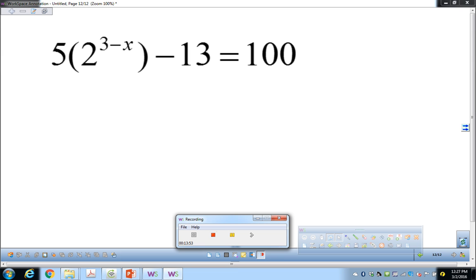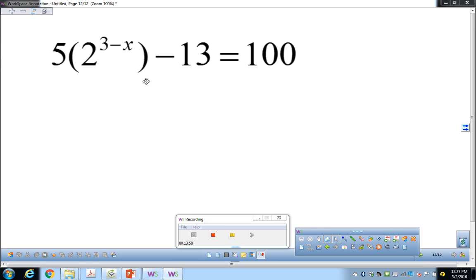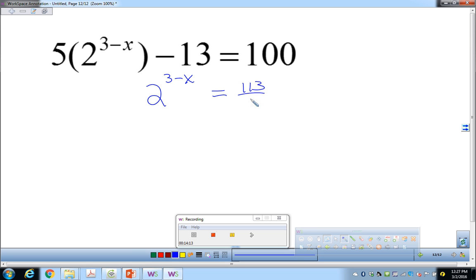I would first solve for this thing over here, in the brackets. And when you do that, you get 2 to the 3 minus x equals, what do you get? Add 13, you get 113 divided by 5, right? Okay. Now you take log base 2 of both sides.